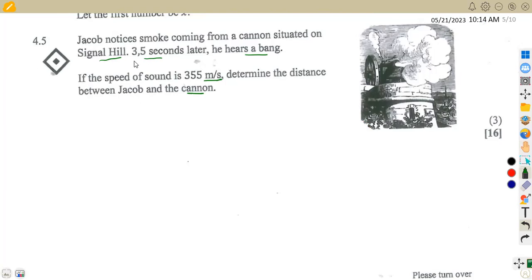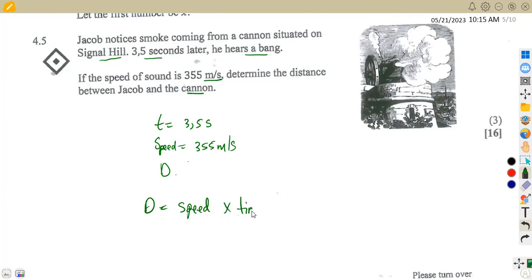Okay, we are given the time that it took the sound to reach Jacob in this case. So we've got the time of 3.5 seconds and the speed, which in this case is 355 meters per second, and you're asked to calculate the distance. Remember that distance is simply speed times time. So here we are going to multiply the speed 355 times the time 3.5. Take note, this is meters per second.